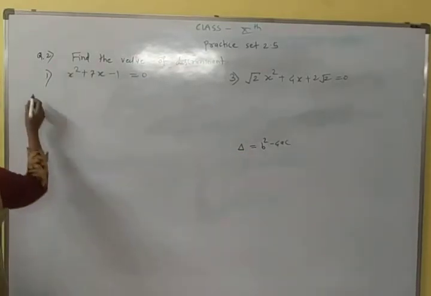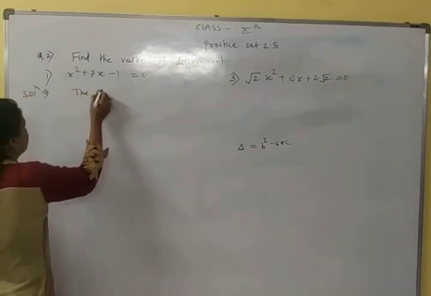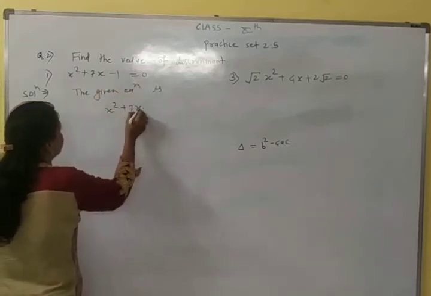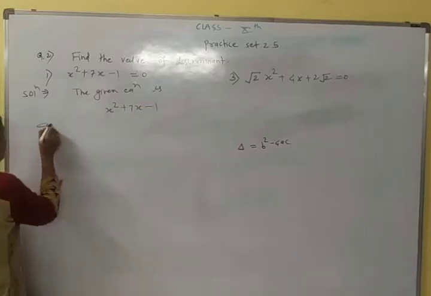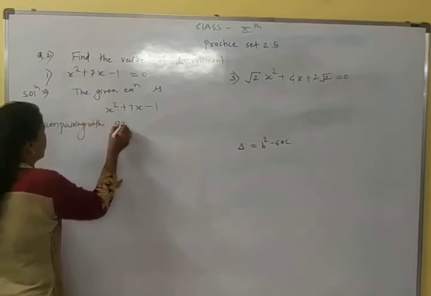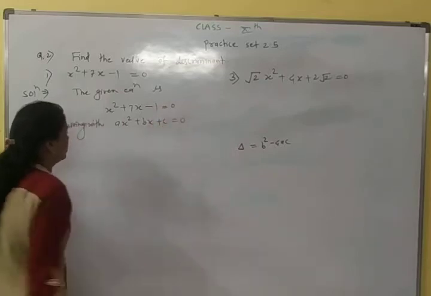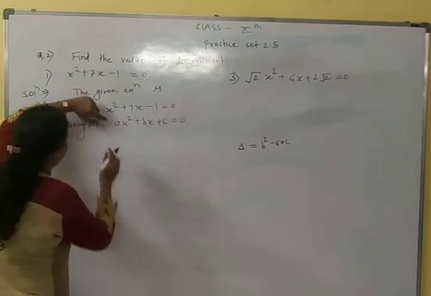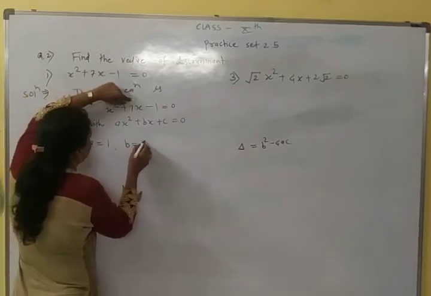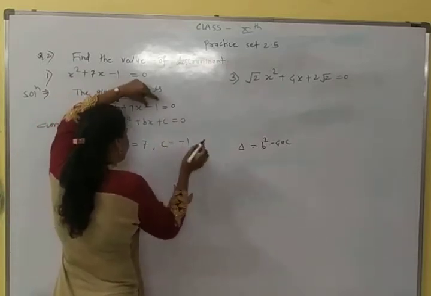Then first, comparing with the given equation, x square plus 7x minus 1, with ax square plus bx plus c equal to 0. Then what is the value of a? The coefficient of x square is a. Here a is equal to 1. Then b equal to 7 and c equal to minus 1, with sign, c equal to minus 1.